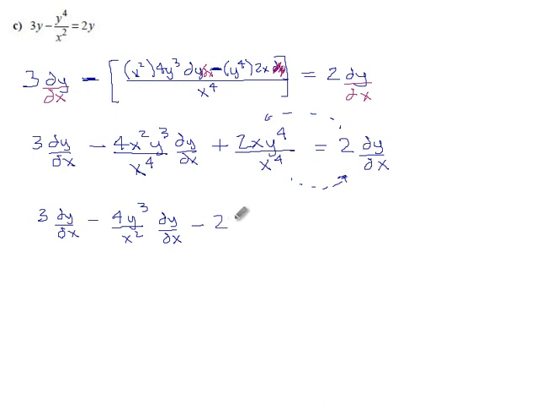And we get minus 2 dy/dx. So we moved it over to the left side. And this term moves to the right side and becomes minus 2. One of the x's cancels, so we're left with y to the 4 over x cubed, if I'm not mistaken. Okay, so we have all our dy/dx's on the left, the term without dy/dx on the right. We have 2 instances of dy/dx, but that's easily fixed by factoring. And that gives us 3 minus 4y cubed over x squared minus 2.